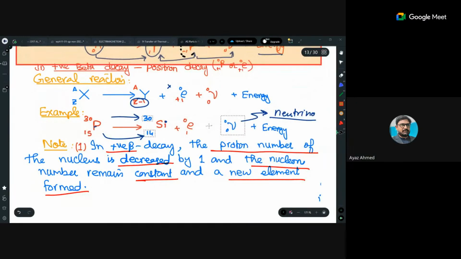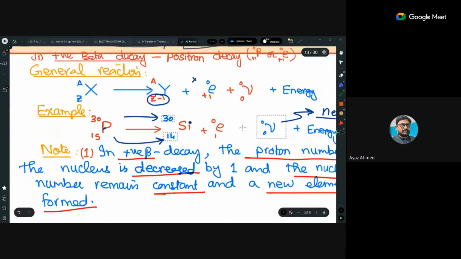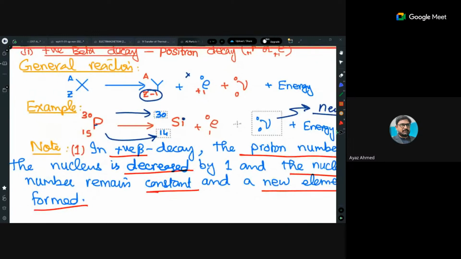The next is positive beta decay. Positive beta decay is basically a positron, or a positive electron, you can say. When this decay takes place, your positive electron, your positron, is emitted out along with a neutrino. This is a neutrino, right? What do we call it? Neutrino.